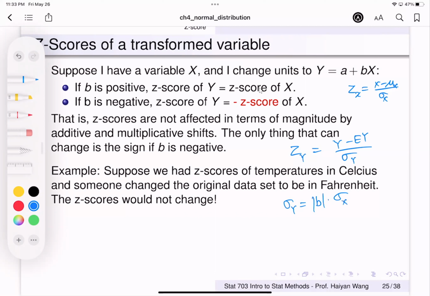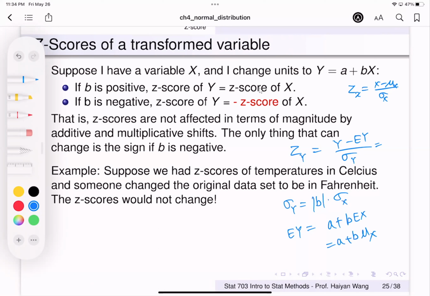Remember, in the linear function, when we calculate variance, b will be squared, and after we take the square root, we get the absolute value of b. So that's the standard deviation of y. Because of that, when we put y minus E of y, what is E of y? The expected value of y is a plus b times the expected value of x, so it's a plus b mu x.